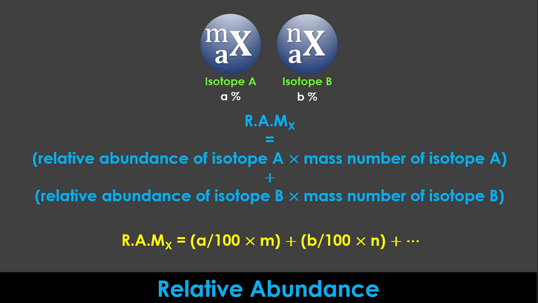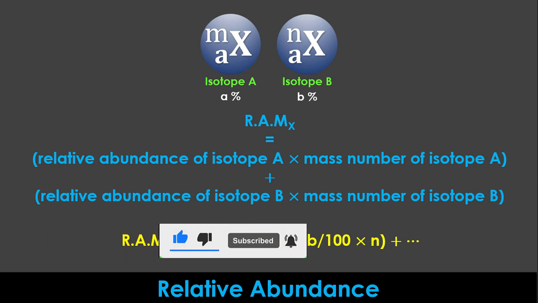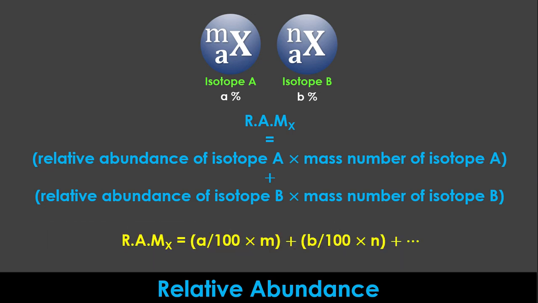The ellipsis, that is, the three dots, shows that for an element that has more than two isotopes, we will just add the products of the relative abundances and mass numbers of its extra isotopes to the equation. This equation also shows that the relative atomic mass of an element is a weighted average of the masses of all its isotopes.